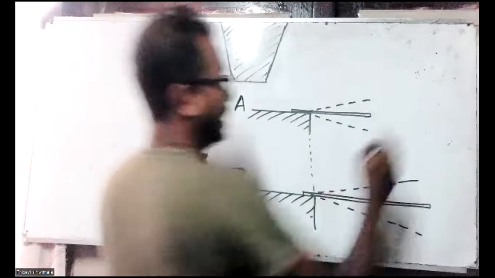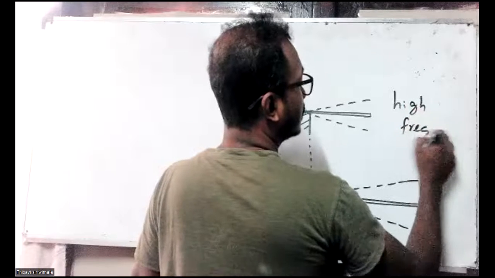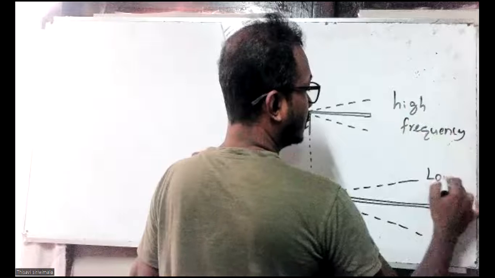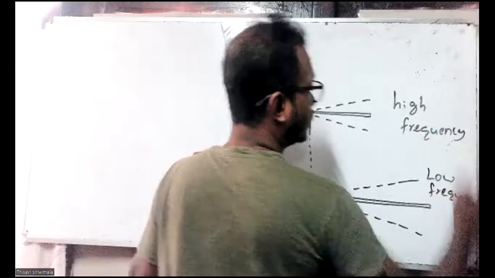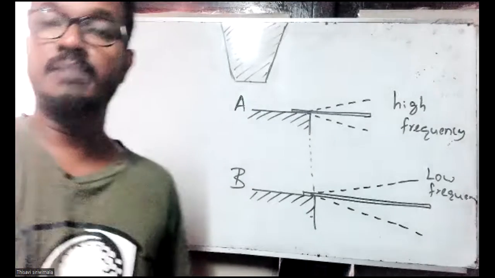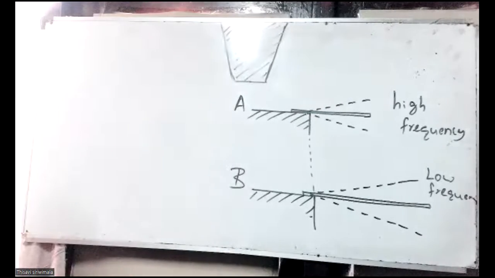Okay. This has a high frequency. This has low frequency. So these two diagrams you can draw in that box. There's a box, you can write it, draw it.